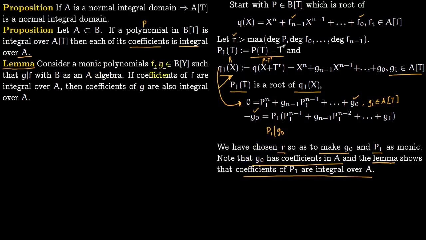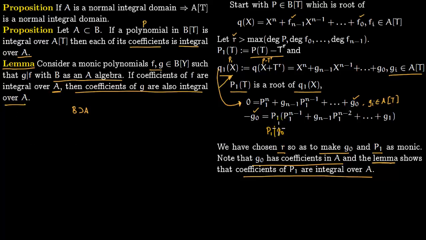So consider monic polynomials f and g in some polynomial ring B[x] such that g divides f, with B as an A-algebra. So B contains A, you can say. So if coefficients of f are integral over A, then coefficients of g are also integral over A.